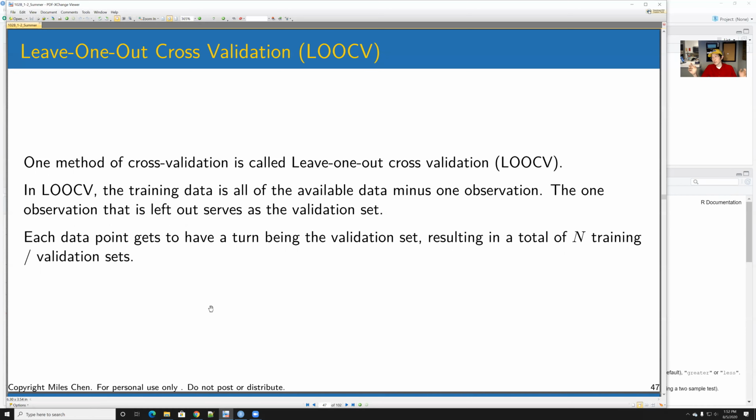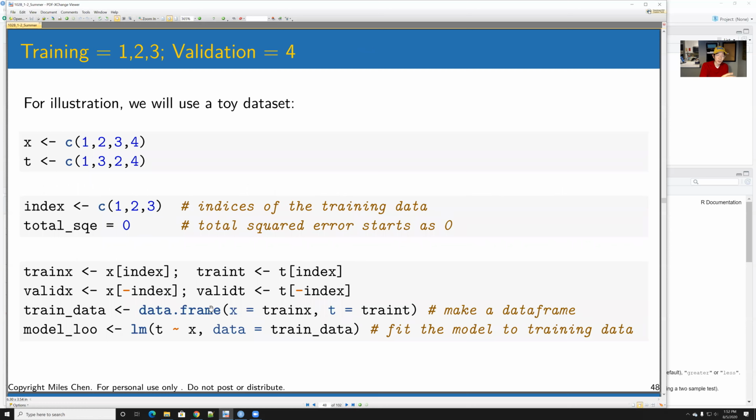So if you have n data points, you're gonna fit n different models, okay? You're gonna have n different training and validation sets, you're gonna fit the model n different times, and you're gonna measure how well it predicted the left out one, okay? So I'm gonna just show you, we'll do it for our toy data set, okay? Our data set is 1, 2, 3, 4, 1, 3, 2, 4, okay? And I'm gonna say we're gonna use observations 1, 2, 3 as my training set.